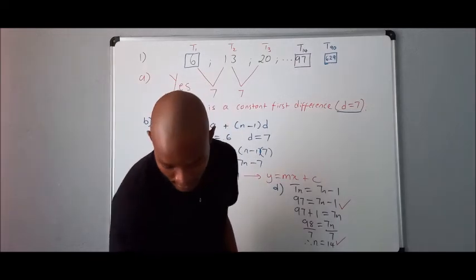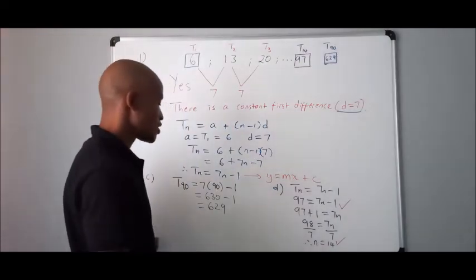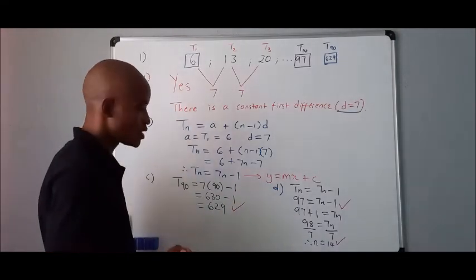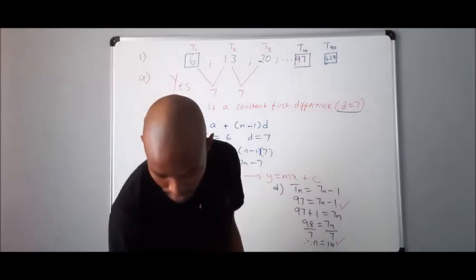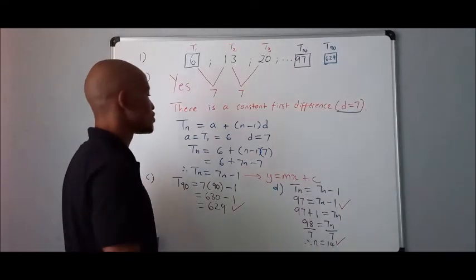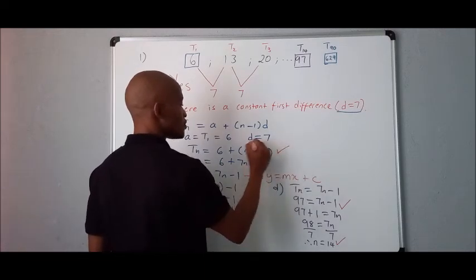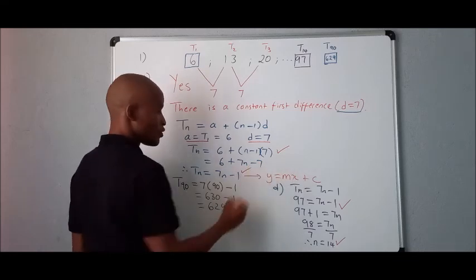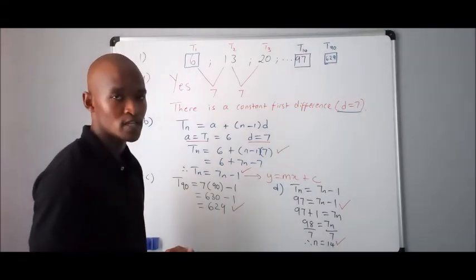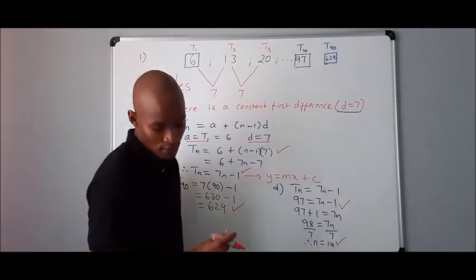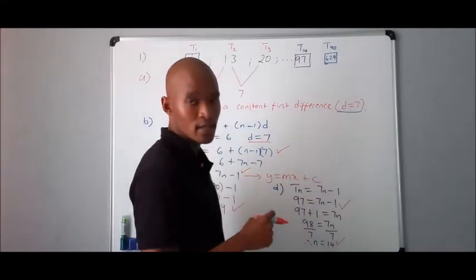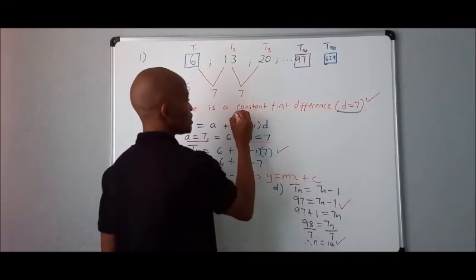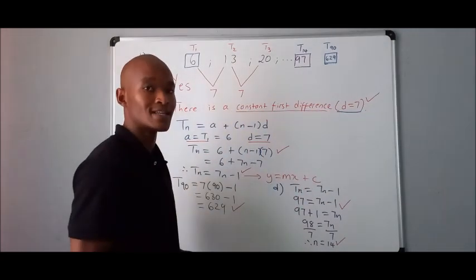Okay. C, calculate the 90th term. This was 1 mark. The substitution there takes place, and then you get your answer 629. And then B, how many marks is this one? 2 marks. So you get a mark for substitution of both A and D there, and then you get a mark for your simplified expression for the Tn. And of course, the first question was about justifying that indeed it is an arithmetic sequence, and you get 1 mark for that, pointing out that there is a constant first difference.